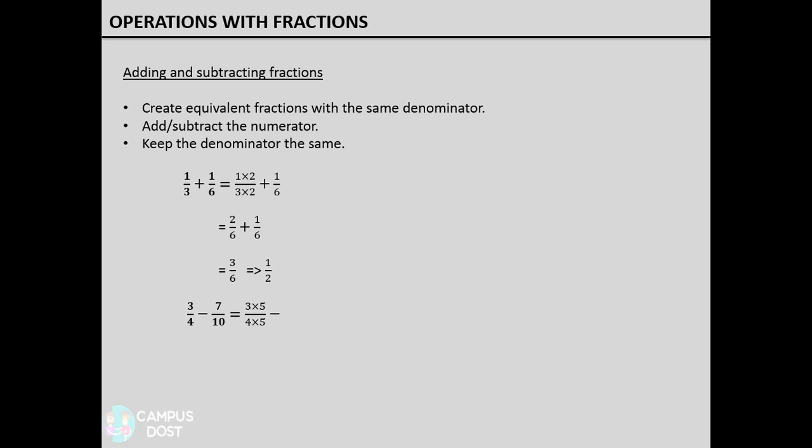To do this, we will take 3/4 and multiply top and bottom by 5 to get the equivalent fraction 15/20. Then we take 7/10 and multiply top and bottom by 2 to get its equivalent fraction 14/20. Now that both fractions have the same denominator, we can subtract the numerators. So 15 minus 14 equals 1. So this is the numerator and we will keep the denominator of 20 the same. So 3/4 minus 7/10 is equal to 1/20.